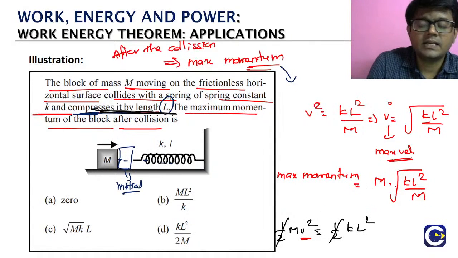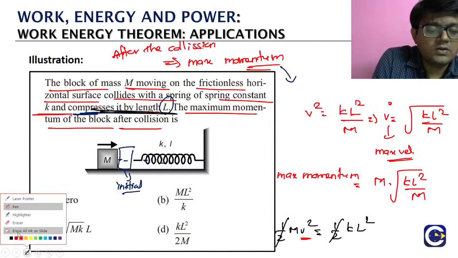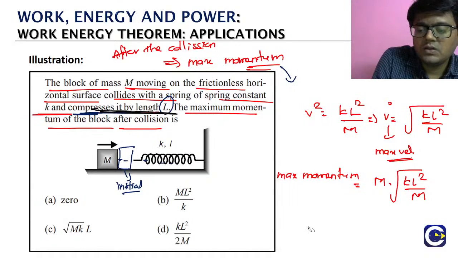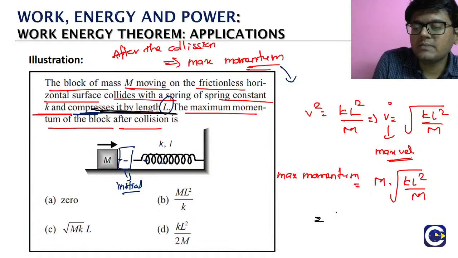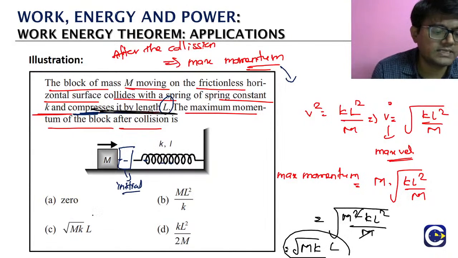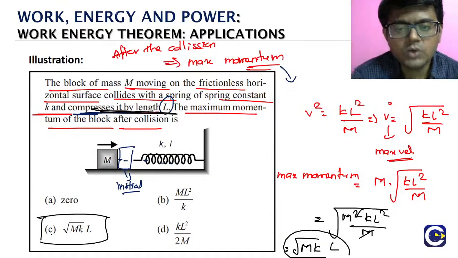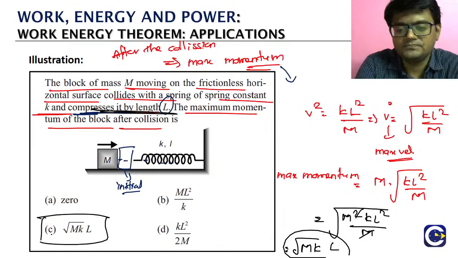Okay, so look at this. In the numerator we are having m. If you take that m inside, what is it? It becomes m square, m square kl square by m. So if one m cancels, we can take l square outside the root, and outside the root it will be l. So root of mk is inside, and l is outside. So what is the answer? The maximum momentum is root mk into l.